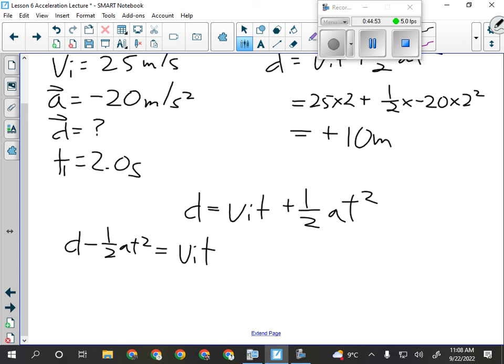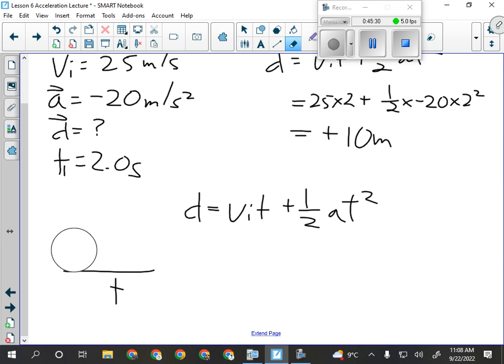How do I get vi by itself? Divide by t. Okay, here's a mistake people make at this point. Ooh, there's t squared on the top and t on the bottom, I can cancel them. No. I can't cancel them because this operation has to go first. It's a top divided by a bottom. Now, if these were all multiplied together, then could I cancel it? Yes. If it was d times 1/2 times 1 times a times t squared, then I could cancel the t's. But because there's a subtraction operation there, the t's will not cancel out. Tanya, question? All right, so that's how I would solve for vi.